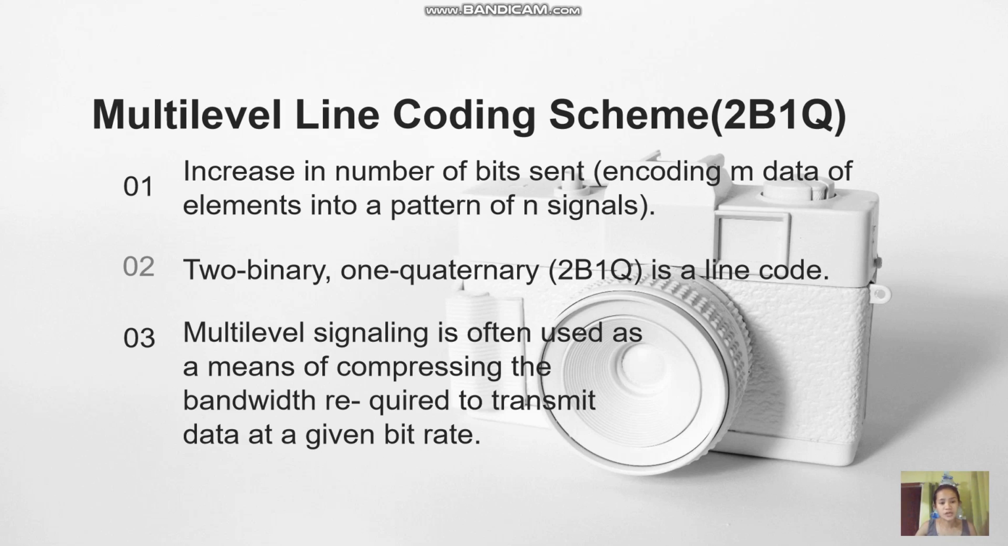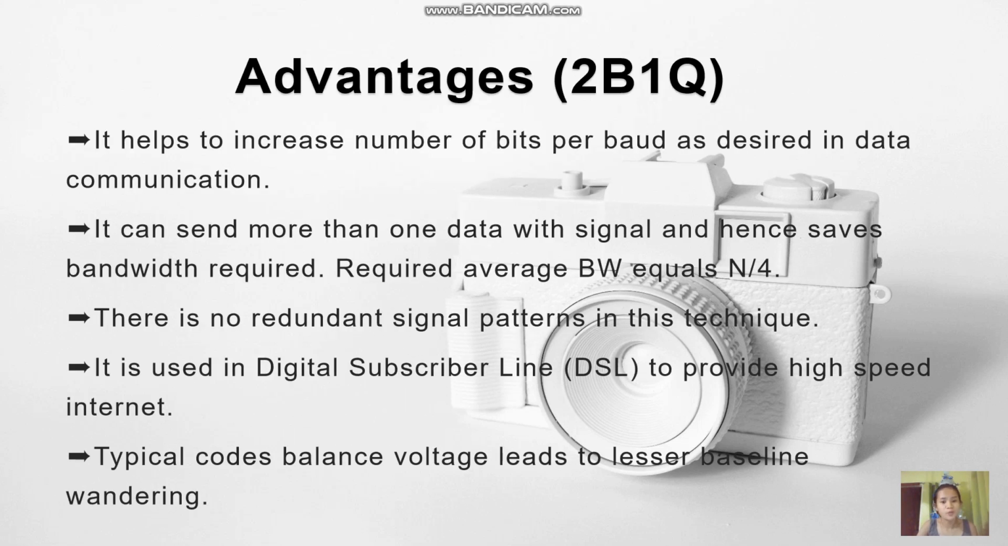Another definition is that multi-level signaling is often used as a means of compressing the bandwidth required to transmit data at a given bit rate. All right, so let me show you the advantages of 2B1Q. It helps to increase the number of bits per baud, which is desired in data communication. It can send more than one data element with a signal and hence save the bandwidth required.